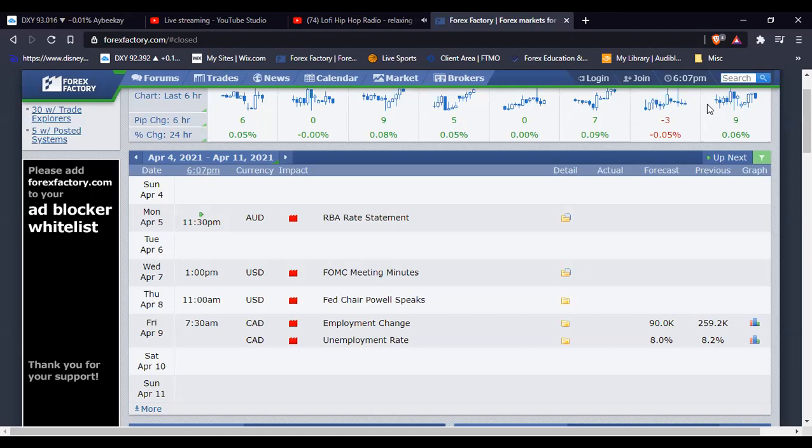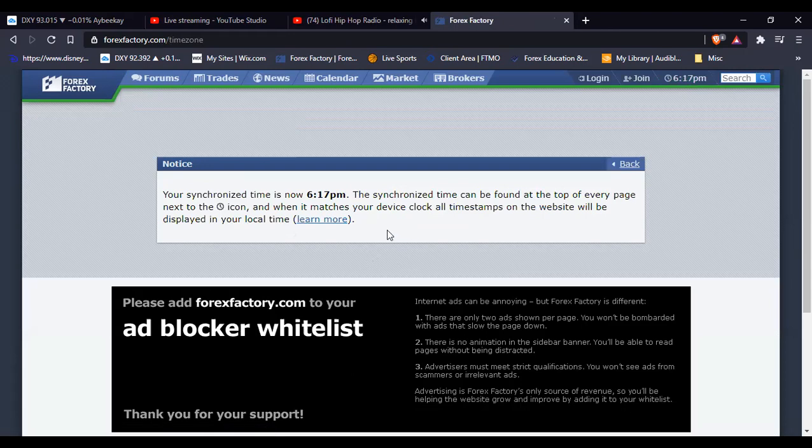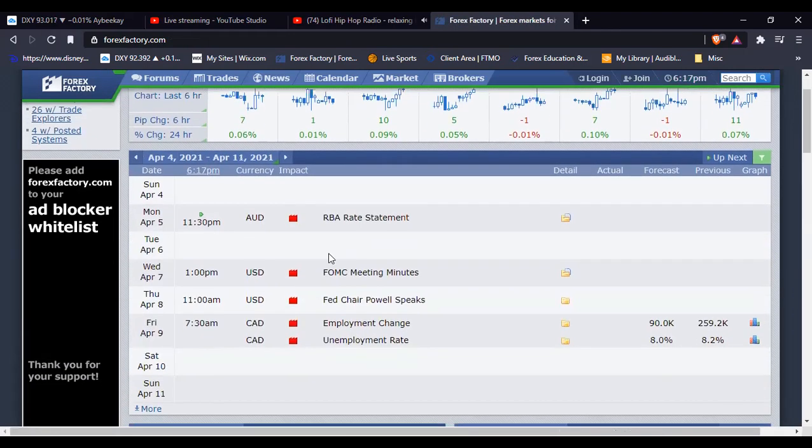And so let's go over this technical and fundamental analysis. Monday today, 11:30 p.m. Central Standard Time, we have RBA rate statements for the Australian dollar. And before I continue, let me make sure that this is actually my time. Yes, okay. I need to make sure because I don't want to give inaccurate information. So yeah, 11:30 p.m. Central Standard Time, we have Australian dollar news, RBA rate statements.